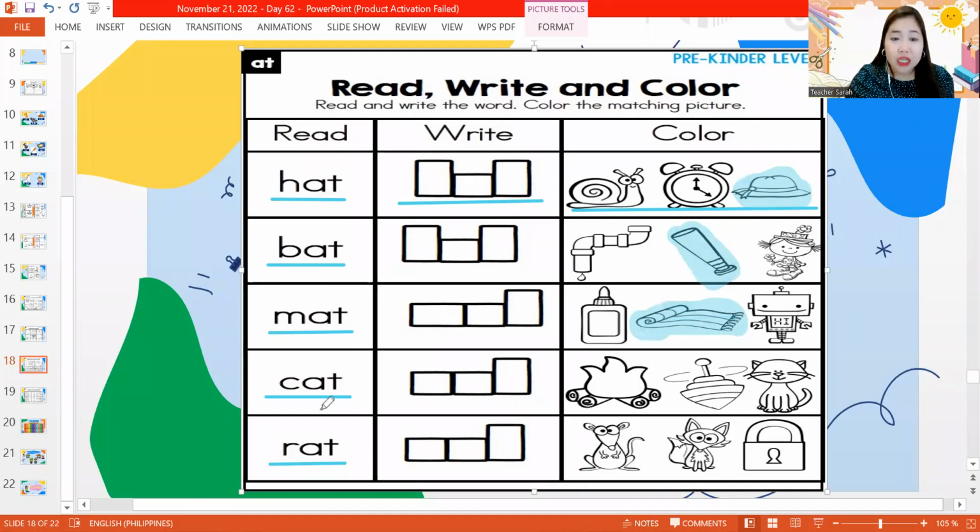Next one, we have this one. This is a cat. Very good. And it is the last picture here. That's what the cat looks like. Next one, this is the word rat. Very good. The cat's enemy, it's the rat, which is this picture. Okay, did everybody get a correct answer? Good job, everyone. Now, it's time for our last page for today.